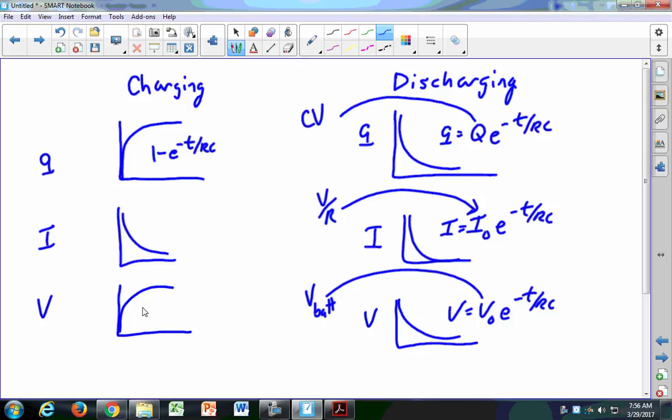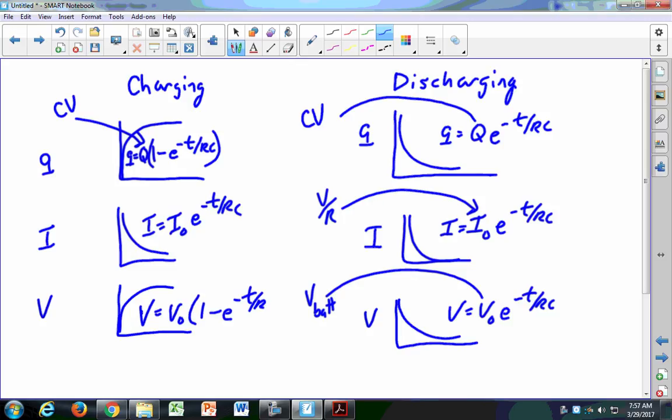All right. So I know there's a little bit of memorization here, but you don't really need to memorize the formulae. You just need to memorize, is it a decay, or is it a growth function? And let me write this in its entirety. I have Q equals big Q times that whole thing, and here Q is equal to C times V. I looks the same here. I naught e to the minus t over RC, and here V is V naught. It's a growth, so it's 1 minus e to the minus t over RC.